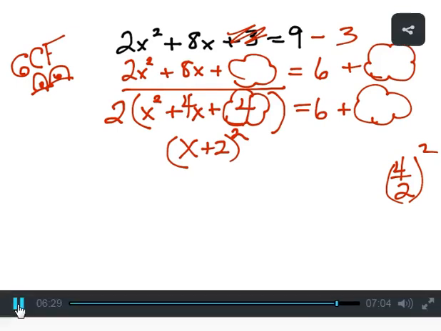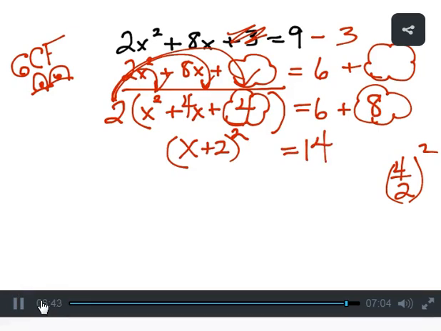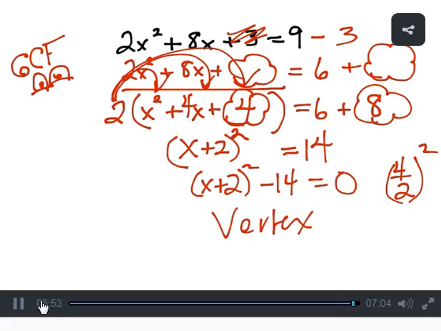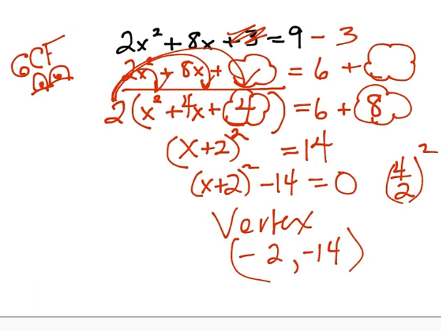Think about it. This is a distribution problem, isn't it? 2 times this, 2 times this, and 2 times this. So what goes in the other puffy cloud? 2 times 4 is 8. That's what goes in the other puffy cloud. So now I have 2 times x plus 2 squared minus 14 is equal to 0. And so my vertex is negative 2, negative 14. All right, so that's a real quick and dirty. Those are the 3 basic kinds that you should be able to do when we're all said and done.